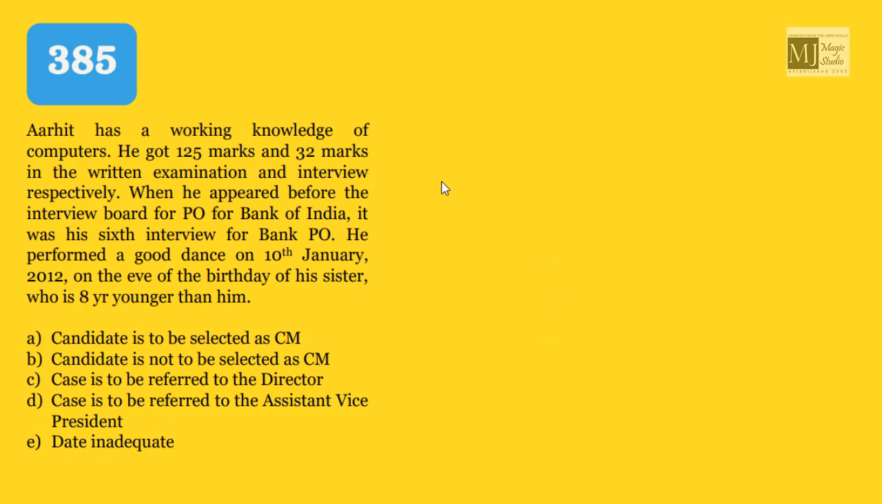Arhit has a working knowledge of computers. Good. Knowledge of computers. Done. He got 125 marks and 32 marks. 120 plus. Done. 30 plus. Done. 3 criteria done. When he appeared before the interview board for PO for Bank of India, it was his 6th interview for Bank PO. Wonderful. That means 5 plus interviews with Bank PO.